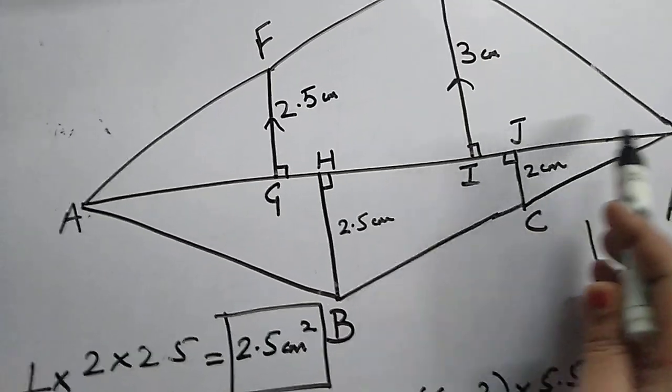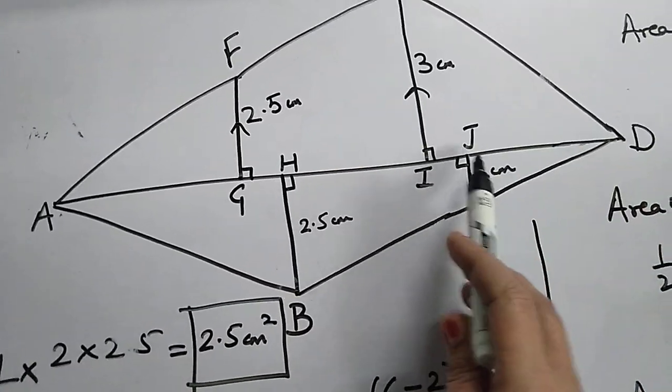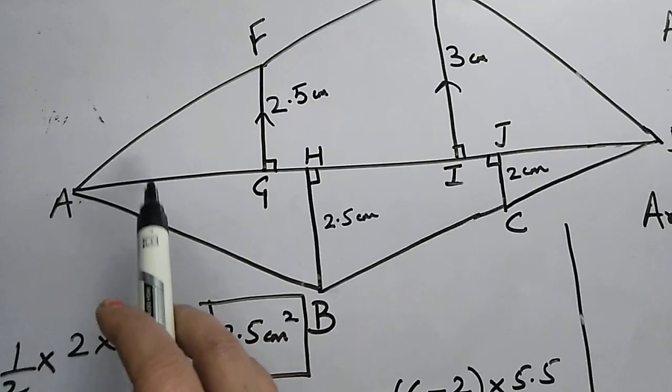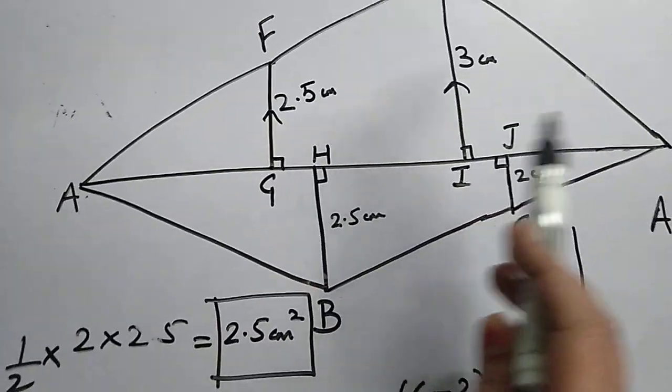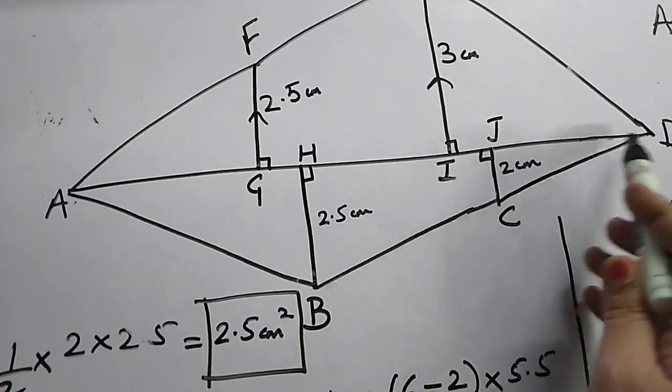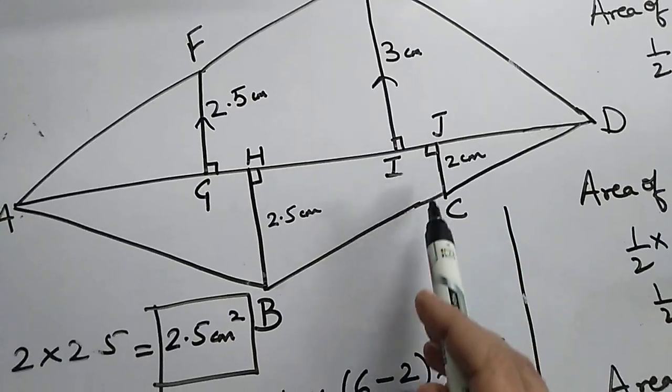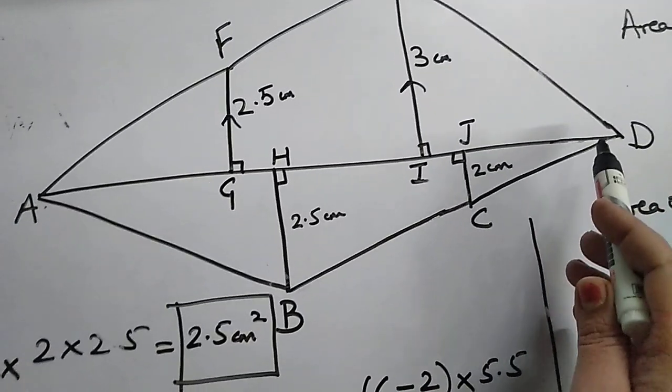So how can you calculate JD? JD will be equal to 9 minus 7. AD minus AJ is JD. So we'll get the height of this triangle JCD.